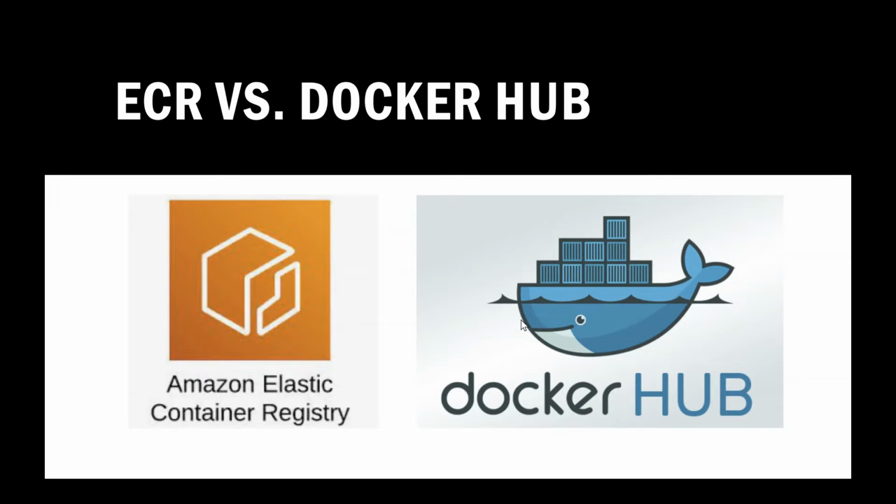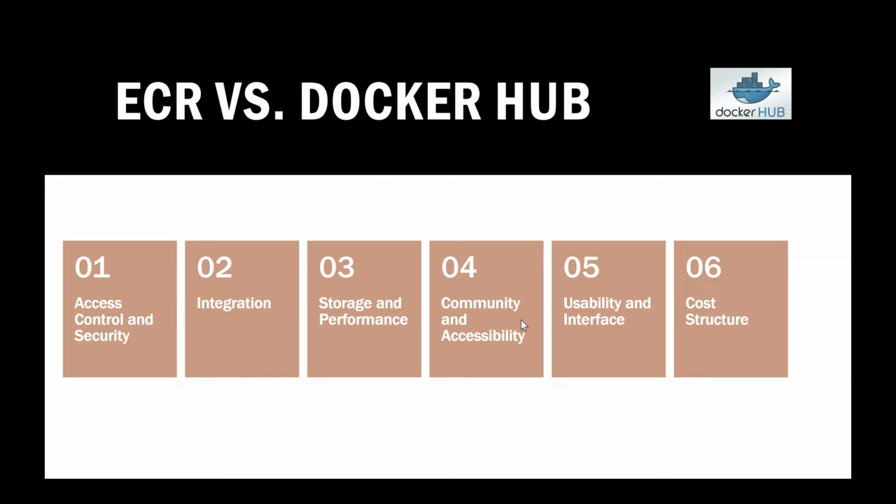Now let's discuss the differences between ECR and DockerHub. Both are container registries and both are used for storing and maintaining container images. But what are the major differences between these two container registries? We'll look into that. These are some of the points on which we will look at the differences between each of them. The first point is access control and security.